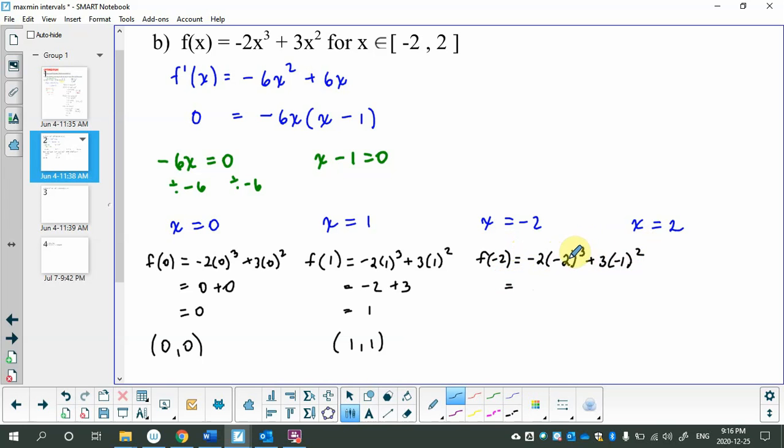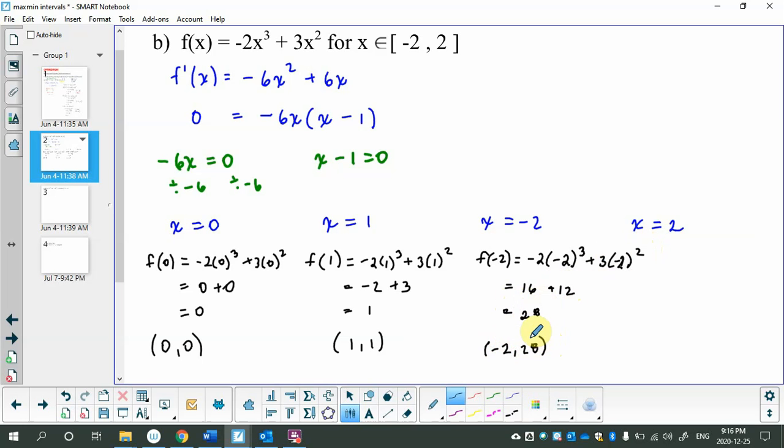So negative 2 cubed is negative 8 times negative 2 is 16. Negative, oh crap. Negative 2 squared is 4 times 3 is 12. So that ends up being 28. So see, I told you it was just a coincidence.